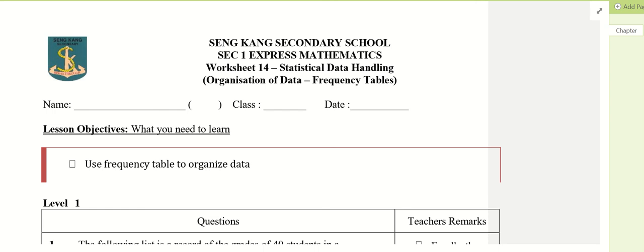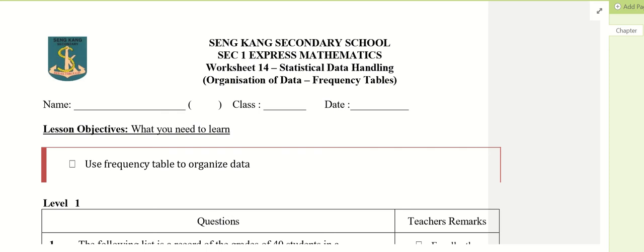It's Mr. Low. And today we're going to discuss the next chapter, which is chapter 14 on statistical data handling. I think this chapter is very practical. It's very useful for our daily lives, especially if you go into companies, when you're doing sales and you need to present your data to your bosses. For example, I want to sell this product, and I need to convince my bosses that customers actually do want it.